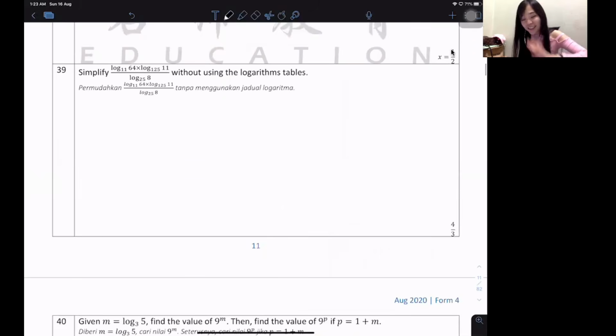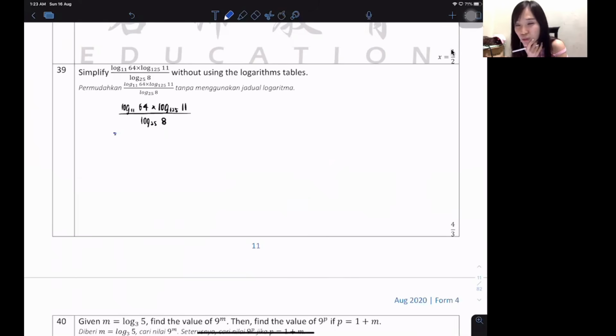39, last, simplify. Simplify means ringkaskan, okay? It means try to simplify this without using logarithm table. So they always ask me, teacher, what is logarithm table? Actually, I never see it using my eyes also. I also don't know what is logarithm table, my dear. My level actually only until SPM. But logarithm table, I think, is a table for logarithm with all the values in. So without using logarithm table, that means like without using calculator. That means you shouldn't press calculator and get the answer and stuff like that, okay?